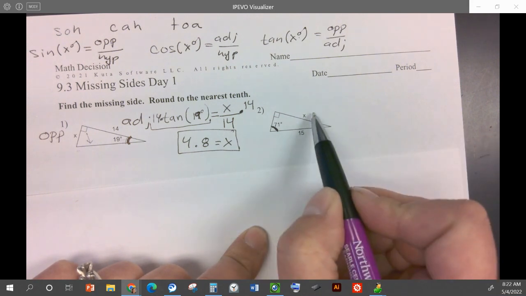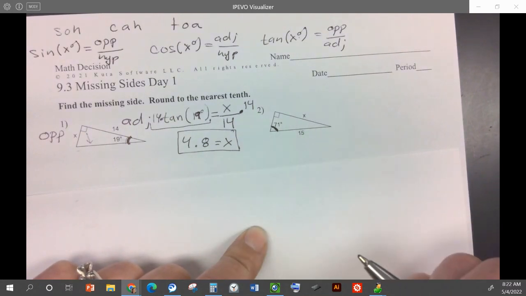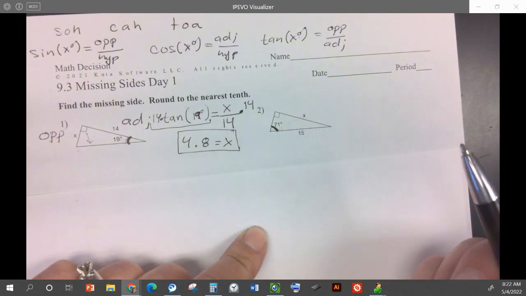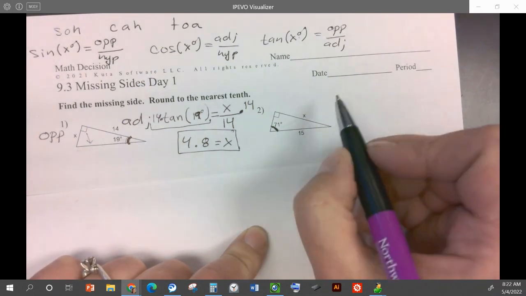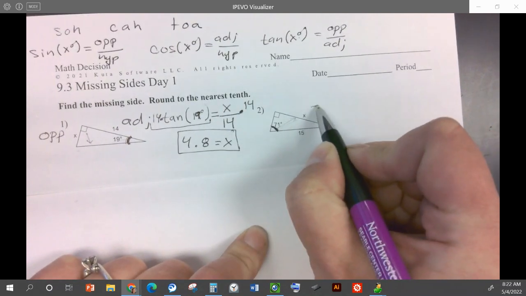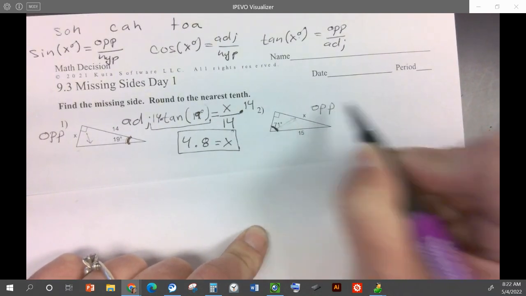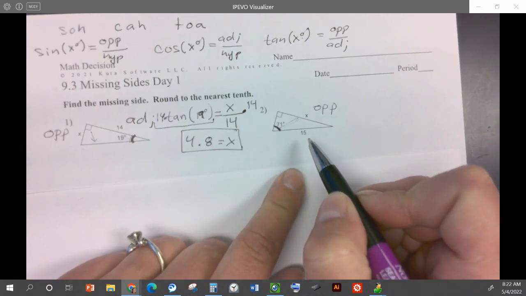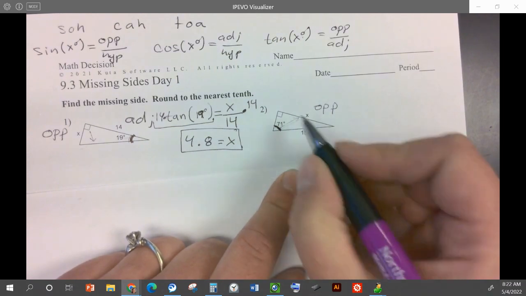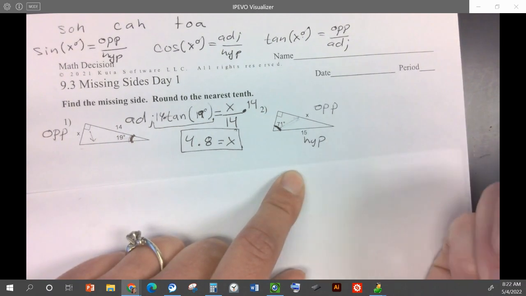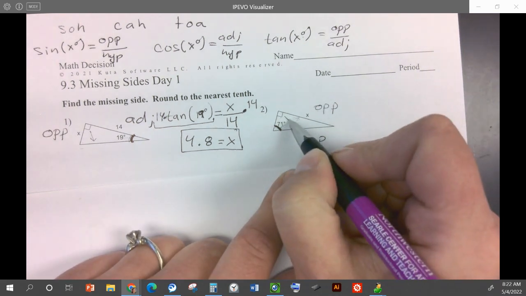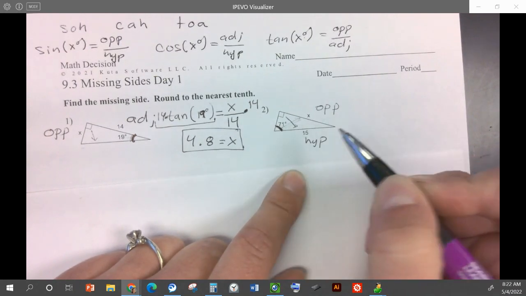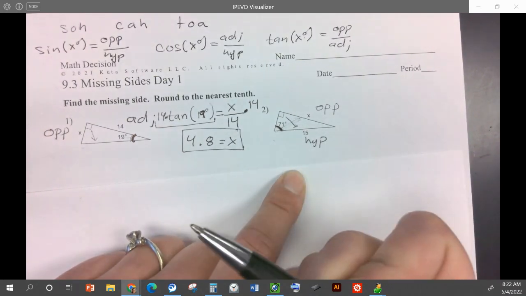Okay, what do we think? What should X be labeled from 71? Good, it should be the opposite. It's opposite of 71. And what about 15? Perfect, how do you know that? I think the hypotenuse and adjacent get me confused. How do you know? Good, it's the longest side and it's across from the 90. So we can see that that's the longest side.